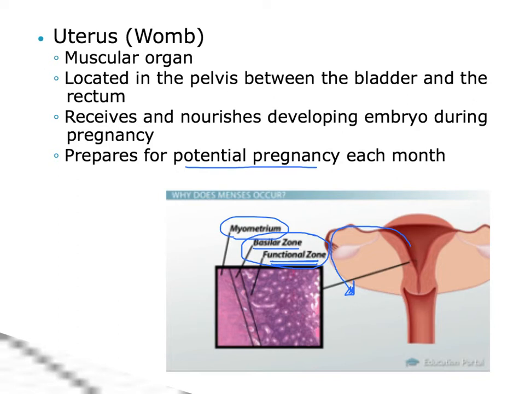And we're not quite sure what causes that, but the thought is there's some kind of backflow that causes tissue from inside the uterus to actually go out the ends of the fallopian tubes and lodge somewhere inside the abdominal cavity.